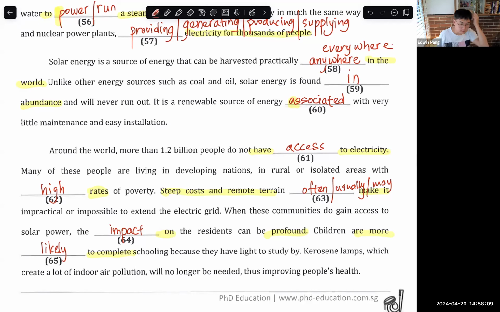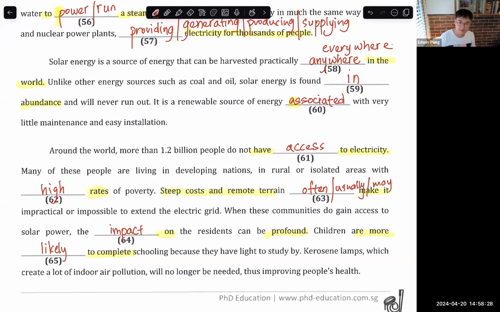Okay, let's see. No, you cannot be exposed to electricity, Claire. So exposure doesn't work. And exposure should be singular anyway. But no, exposure to electricity doesn't work. You don't get exposed to it, you get access to it.